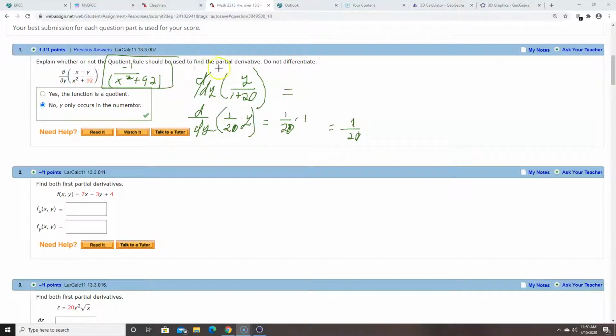But we don't need to use the quotient rule, because only if there was that variable y down here, well, then you would use the quotient rule. So I hope that makes sense. So no, you don't have to use the quotient rule because y only occurs in the numerator.